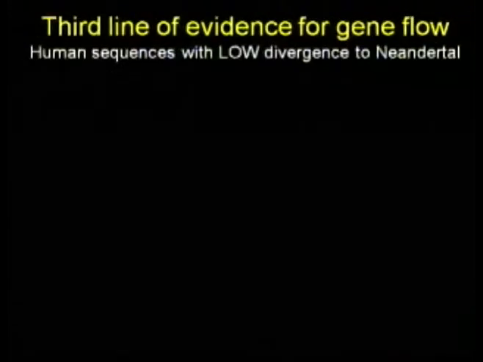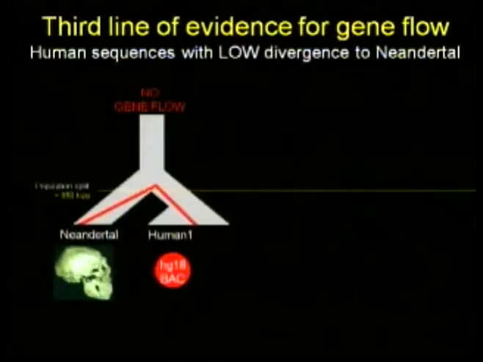The third line of evidence is that we look at human sequences where we actually have DNA sequence data, not just genotype haplotype data, and we look for regions with low divergence to Neanderthal.